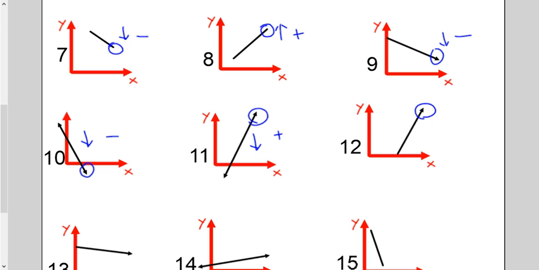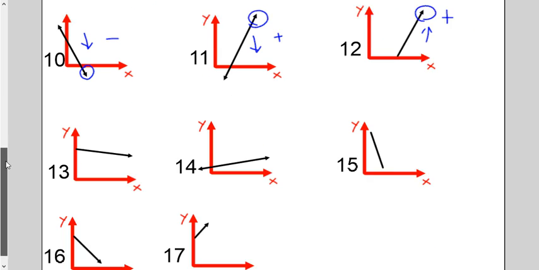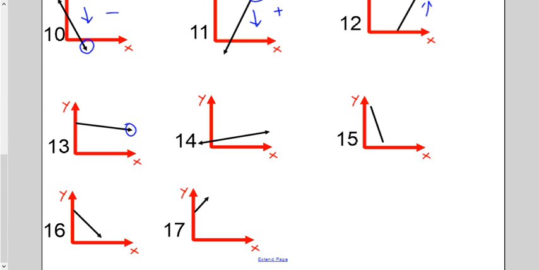This side's going up to the right, so we'll call it positive because it was going up. Over here, going down, so it's negative. This one's going up. Let me fix that arrow there.